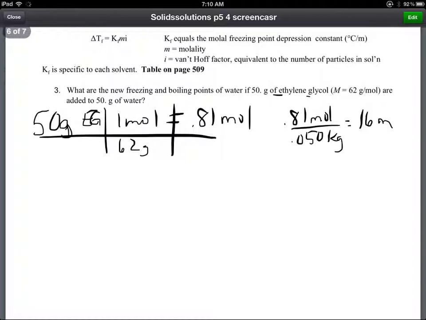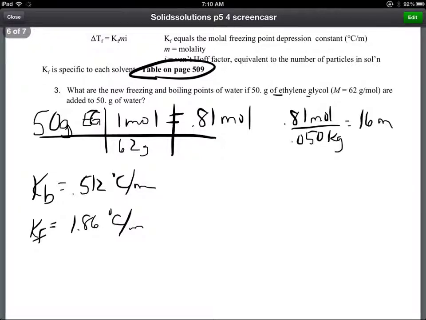Again, I need to go to page 509 to get my K values. So for water, it's Kb. From the chart on page 509, Kb is 0.512 degrees Celsius per molality, or per mole. Kf is 1.86 degrees Celsius per molality. So you can see it's easier to depress the freezing point than it is to elevate the boiling point based on the values of those numbers.